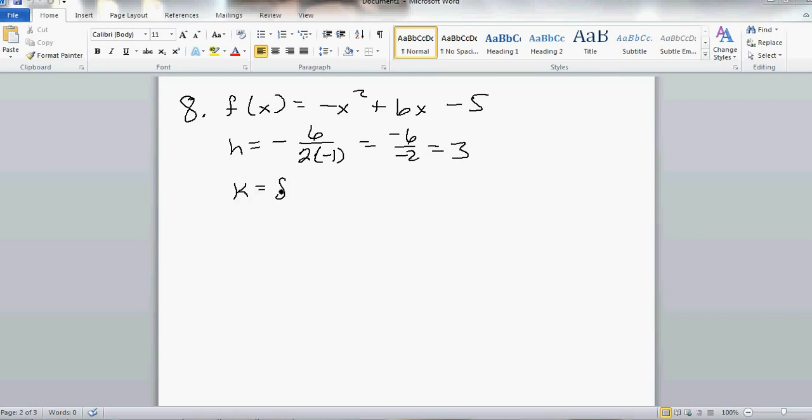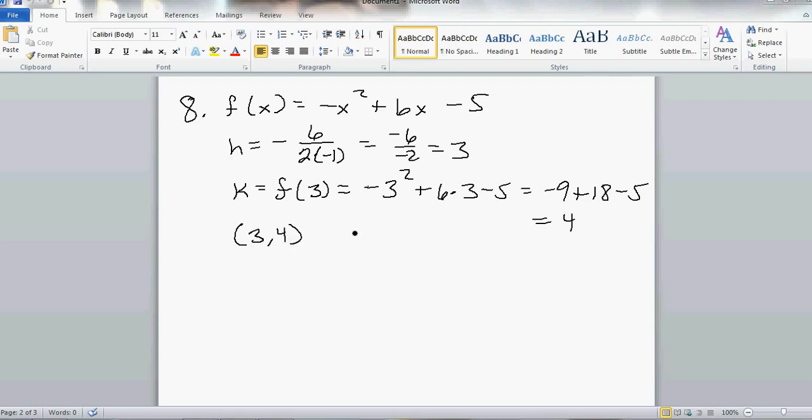K would then be f of 3, which is negative 3 squared plus 6 times 3 minus 5, which equals negative 9 plus 18 minus 5, which equals 4. So our vertex will be 3, 4. The axis of symmetry is x equals 3.